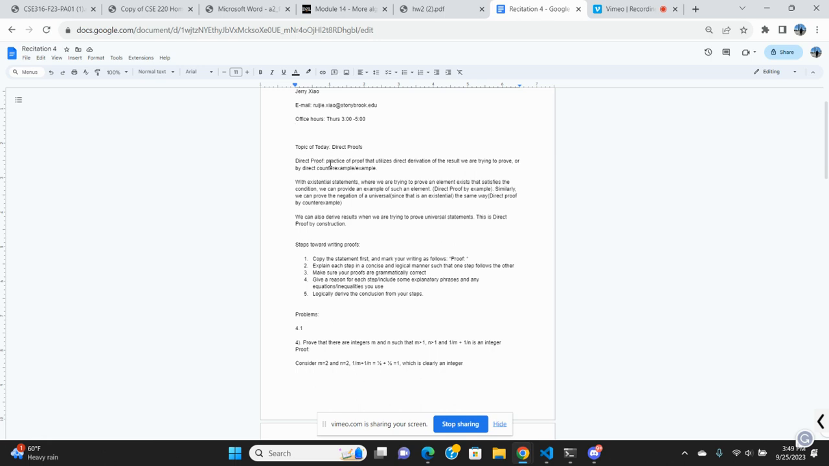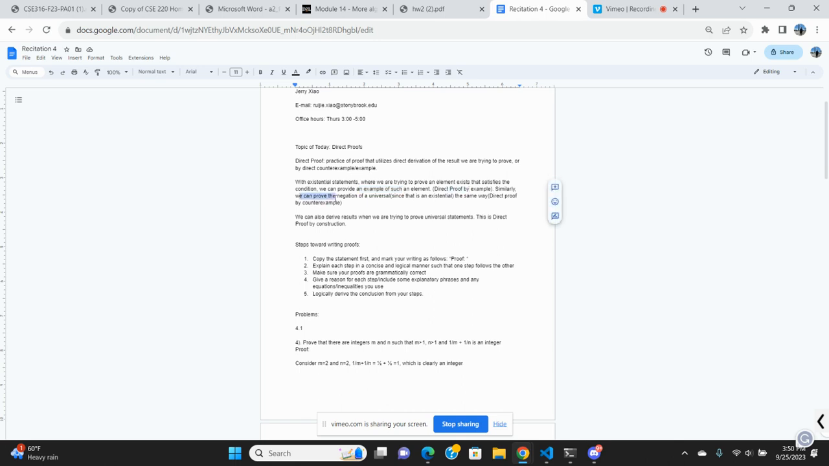Direct proofs are essentially the practice of proving something by direct derivation of the result we're trying to prove, or by direct counterexample or example. In different circumstances, you can apply different techniques to directly prove something. If you have an existential statement, it is saying that there exists some element X that satisfies a property. To prove that, you just have to provide the element. So just provide an example, and this is direct proof by example.